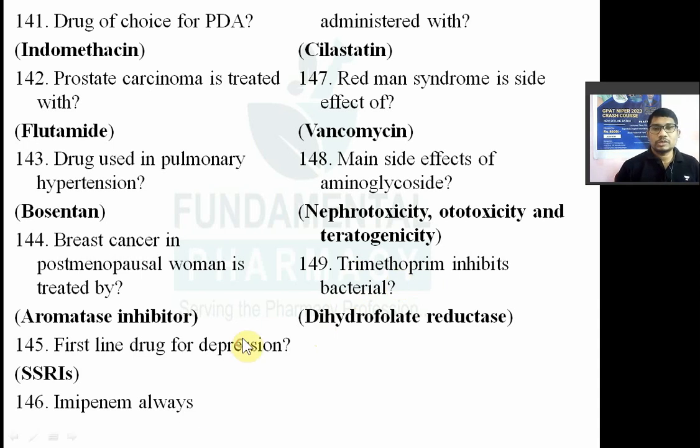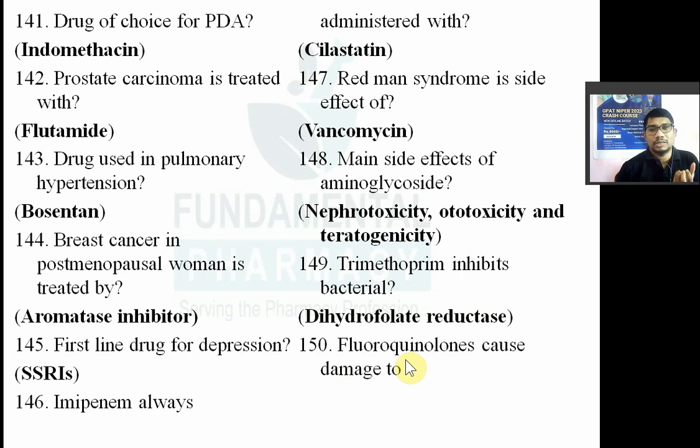Now question number 150, fluoroquinolones cause damage to. So what is the adverse effect of fluoroquinolones? Fluoroquinolones are nothing but DNA gyrase inhibitors. They are antibacterial drugs known as urinary antiseptics. In that you have ofloxacin, norfloxacin, ciprofloxacin, nalidixic acid, moxifloxacin. So all the floxacins, ciprofloxacin, gatifloxacin, ofloxacin, norfloxacin, these are nothing but the fluoroquinolones. They will damage your cartilage and tendons. So fluoroquinolones are known as DNA gyrase inhibitors.